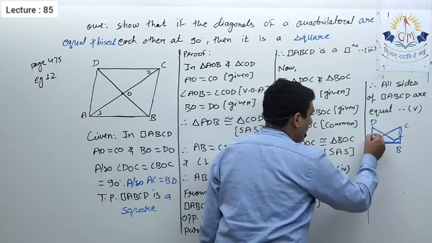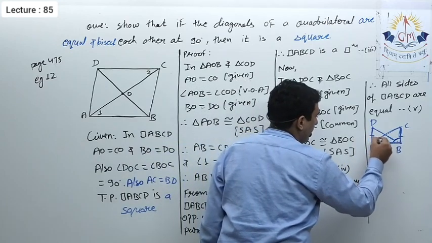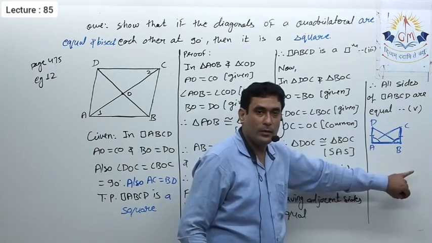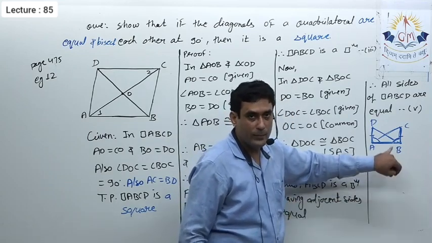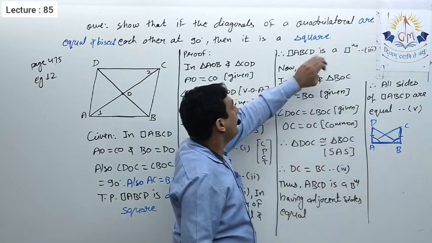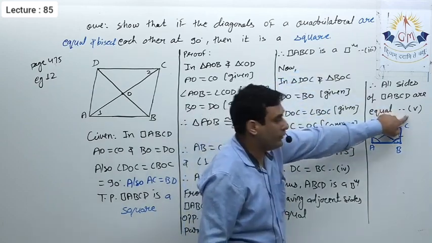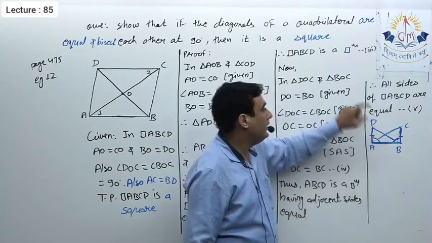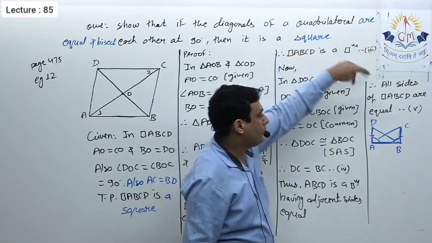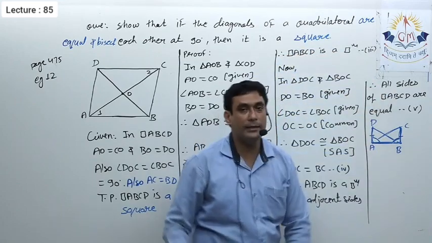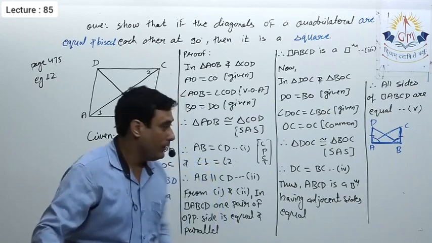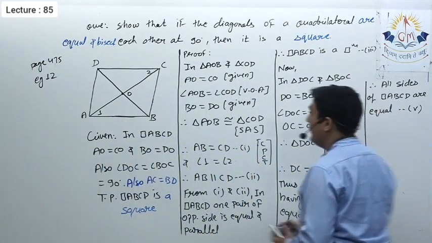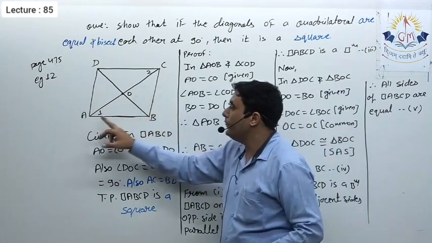Also I proved that it's a parallelogram. As it's a parallelogram, the sum of these two angles must be 180. As these two angles are equal, the measure of each angle will be 90 degrees. So by including this third one, this fifth one, and the equation in which I say DAB equal to 90 degrees, as it's a parallelogram, all its sides are equal and one angle is 90 degrees, so it will be a square.